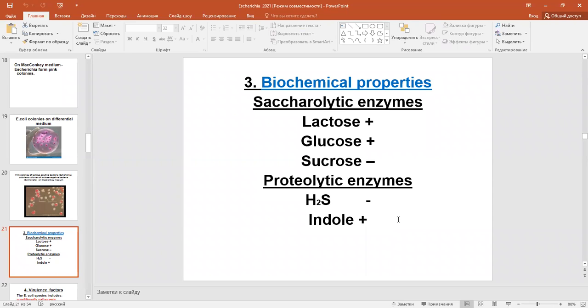Gases, we are going to detect gases such as H2S and indole. Escherichia coli have proteolytic enzymes, and it is possible to detect these enzymes due to indole production. H2S is not produced. Salmonella, opposite, are able to produce H2S, but they don't produce indole, due to the absence of proteolytic enzyme action, so it's important for identification of bacteria.